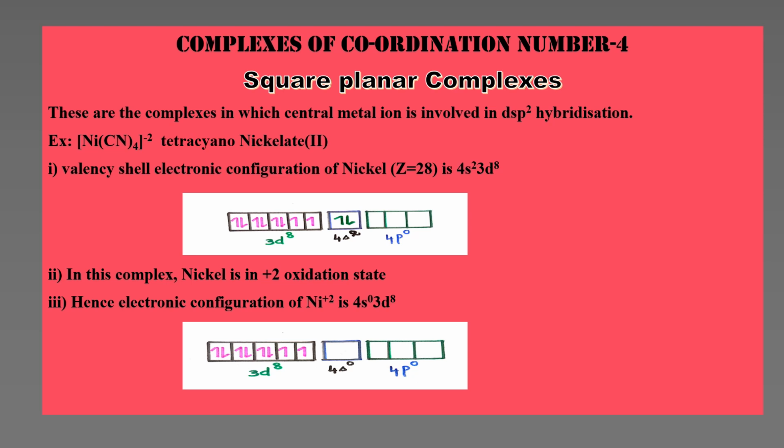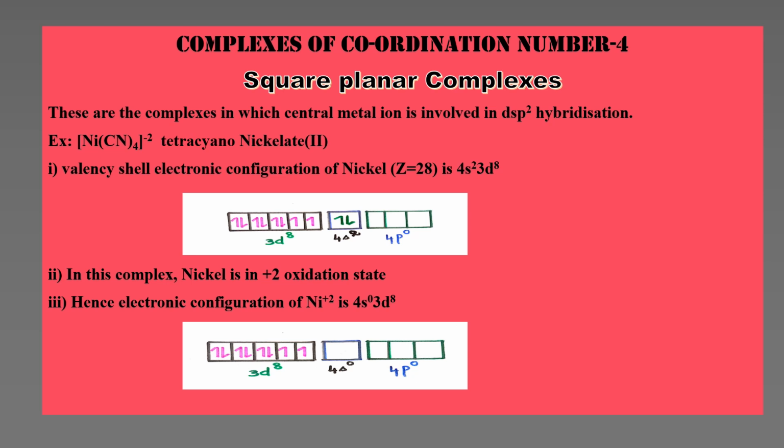It is named as tetracyanonickelate(II). Why is it called tetracyano? Because CN- is the ligand and there are 4 CN- ions. Hence it is called tetracyano. Nickel is the central metal atom, but we have added -ate as it is a negative complex ion, and 2 is its oxidation state. The atomic number of nickel is 28.